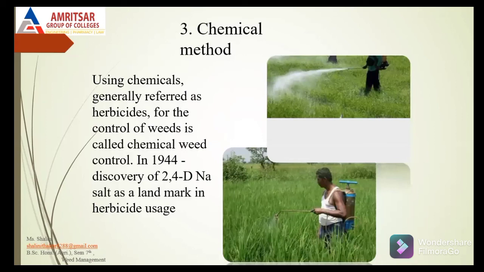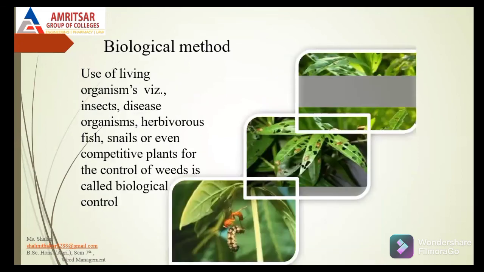Then in the chemical method, we are using different types of chemicals. The first chemical to come into India in 1944 was 2,4-D. It is a sodium salt used as a herbicide, and it could control a large number of weeds at that time. Then biological control, as I said previously, is the use of living organisms like insects, disease organisms, fish, and snails to control the weeds. That process is known as biological control.